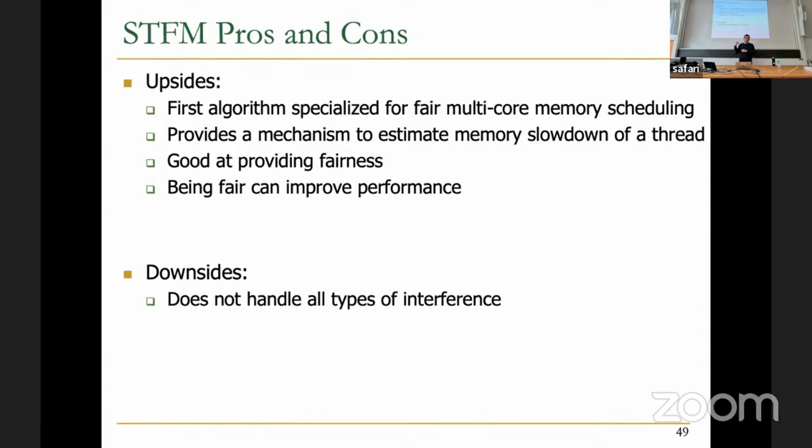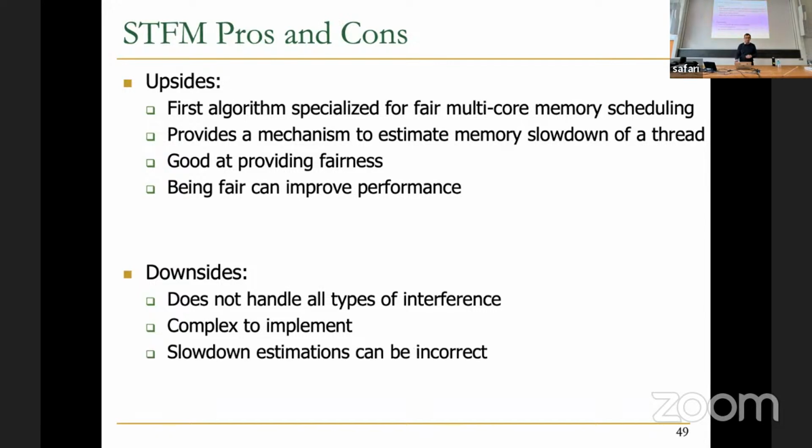Now, the downside is, there are a lot of downsides. One is it doesn't handle all types of interference, as we will see in a little bit. It's complex to implement. We kind of solved this problem in the HPCA 2013 paper, MISE. If you're interested, you can read that. It's part of Lavanya's thesis. Slowdown estimations can be incorrect, in fact, wildly incorrect, as we have shown that also.